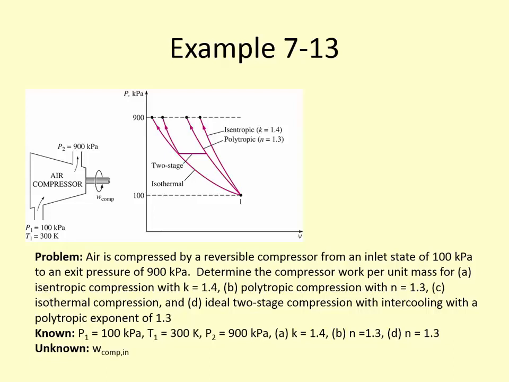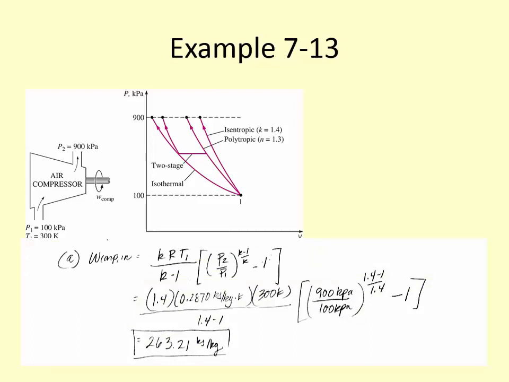Okay, so in part A, the compressor work in for the isentropic process is kRT1 over k minus 1, times P2 over P1 to the (k minus 1) over k, minus 1. So in this case, k is equal to 1.4. Our R value is equal to 0.2870 kilopascals times meters cubed per kilogram Kelvin, which is the same as kilojoules per kilogram Kelvin. T1 is equal to 300 Kelvin. P1 is equal to 100 kilopascals, and P2 is 900 kilopascals.